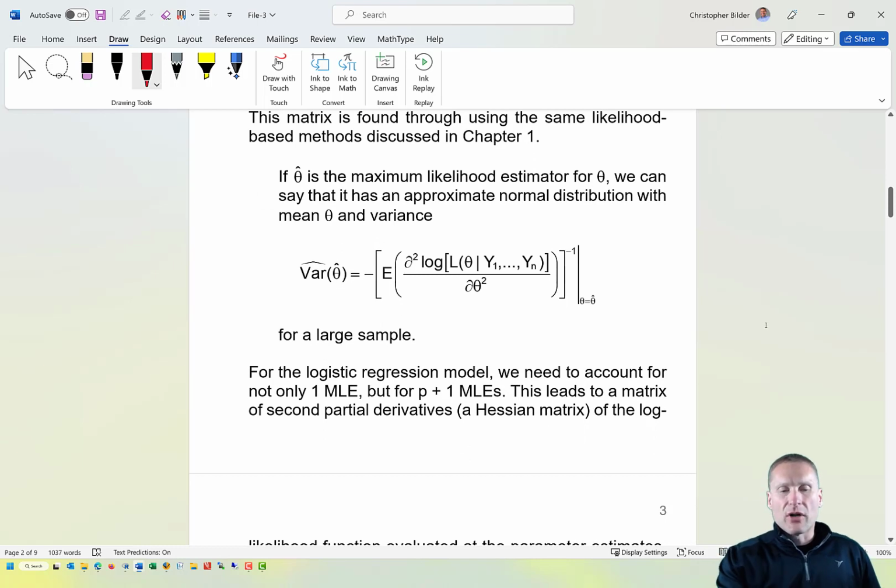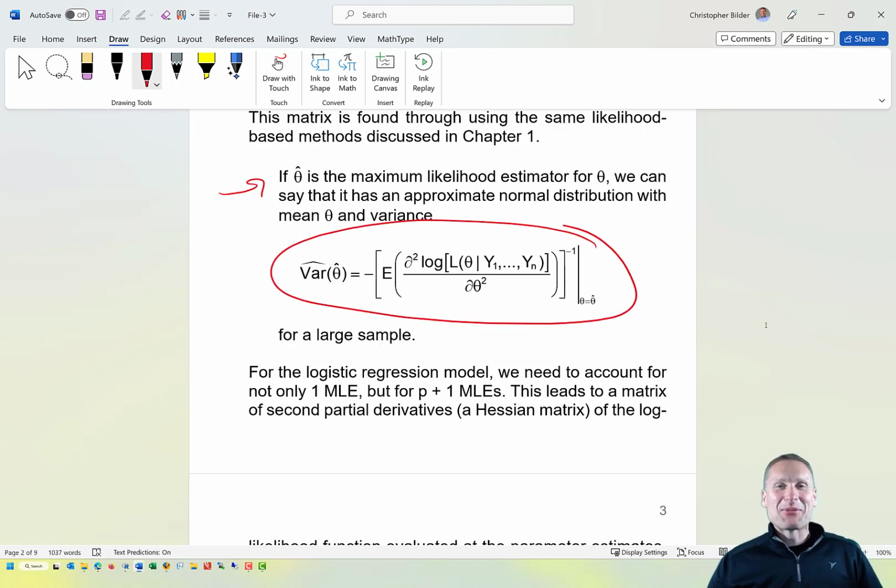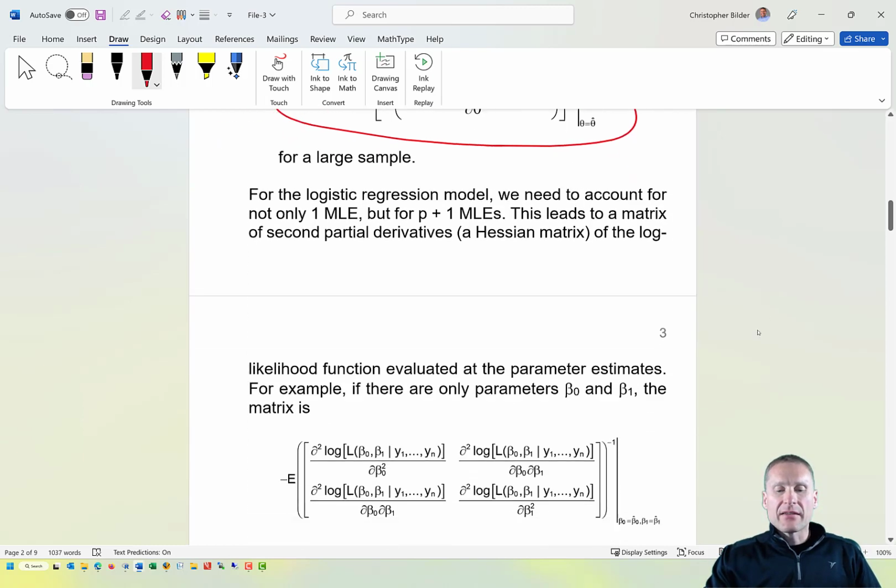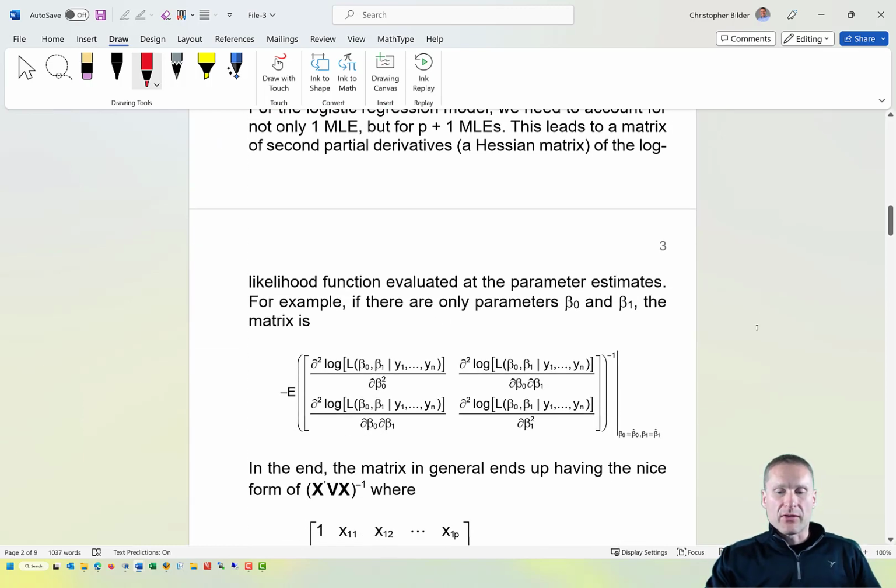So as I brought up just a few minutes ago, when we've dealt with maximum likelihood estimators before, we had this nice expression for the estimated variance for a maximum likelihood estimator. We can now extend this from just one MLE to now P plus 1 MLEs, beta hat 0 through beta hat sub P, and this leads then to a matrix-like structure.